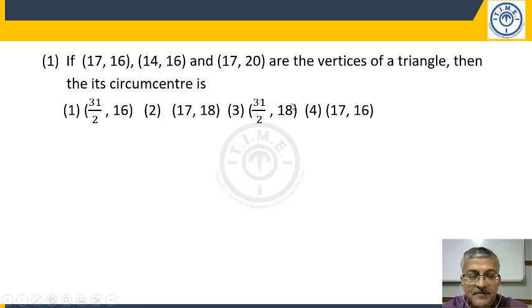This is the first question. If (17,16), (14,16) and (17,20) are the vertices of a triangle, then find the circumcenter of the triangle.